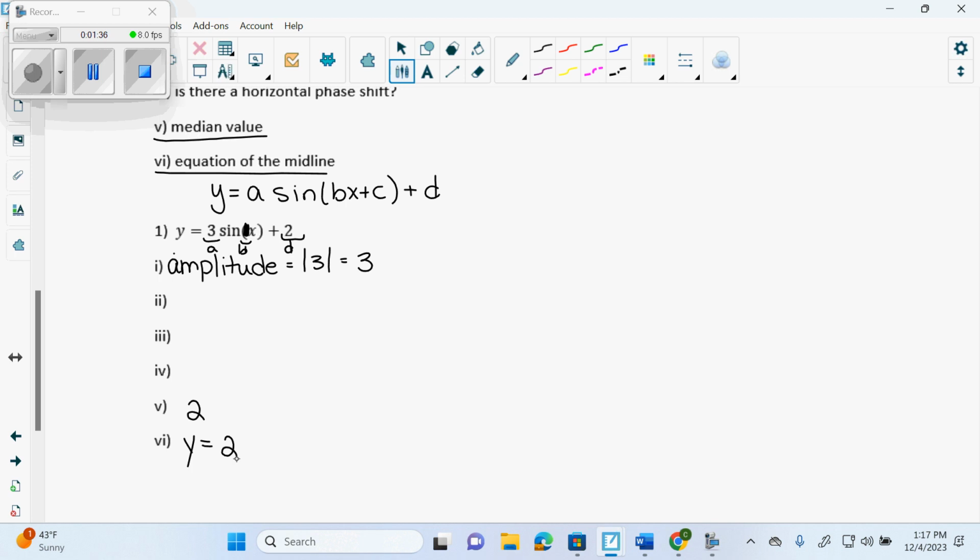So it does matter what they ask for. This is the median value. It's just the value of D. And this is the midline. So it has to be an equation because it is a midline, which is y equals 2. See the difference?